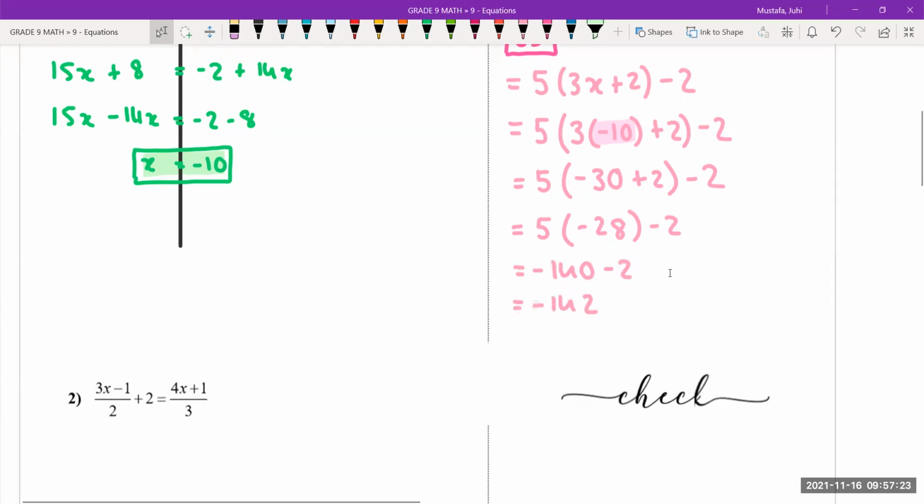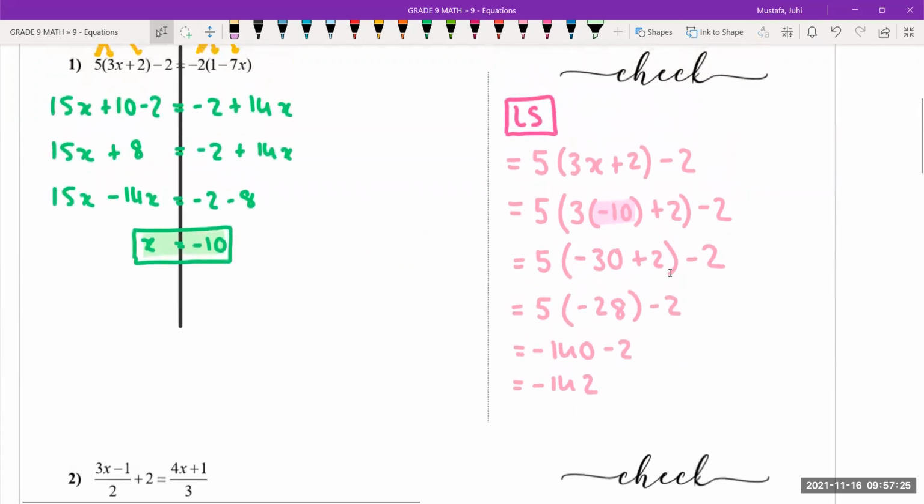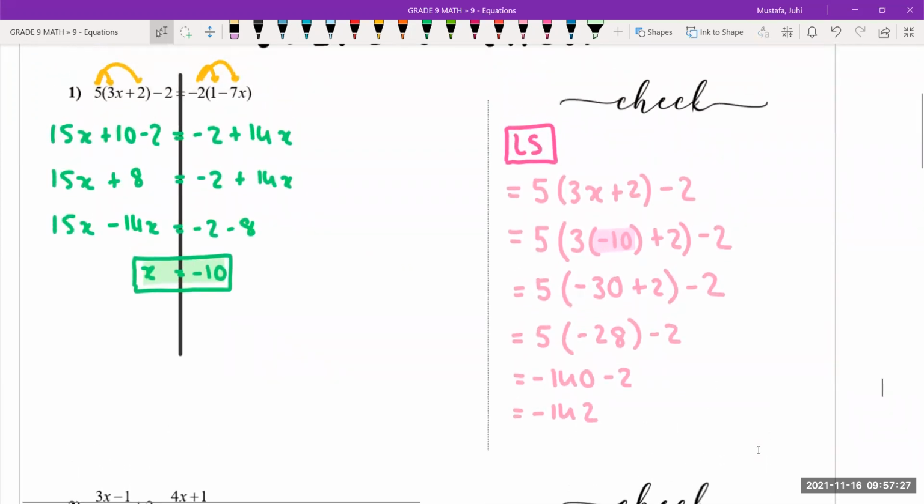I'll explain what this number means in a second. This number does not have to match the actual answer. Whatever we get over here, it's fine. It could be a random number. It could be a big number. What we're going to do now is the exact same thing for the right side of the equation. And our hope is whatever we get on the left side, we get on the right side. And if the left side equals the right side, that means x is equal to -10 is the correct answer.